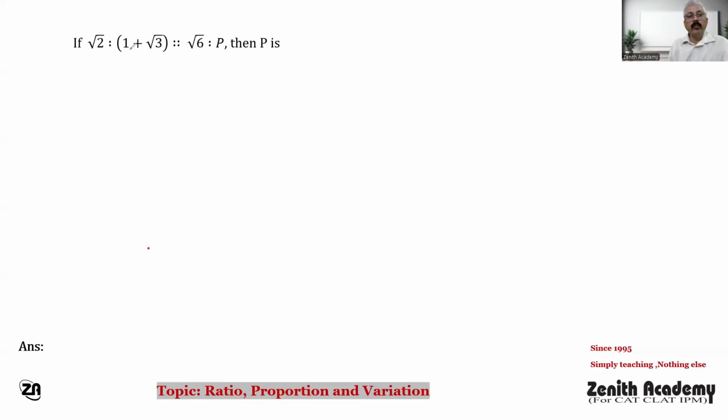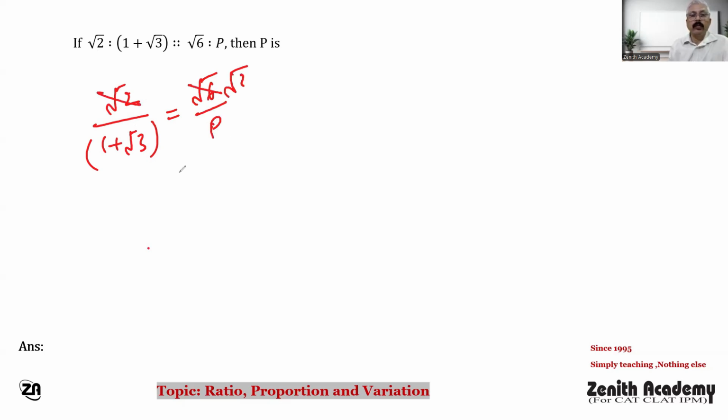If root 2 is to 1 plus root 3 equal to root 6 is to root p, then find p. So here root 2 is to 1 plus root 3 is equal to root 6 upon p. So root 2, it is root 3, and now p is root 3 into 1 plus root 3. So this is your answer.